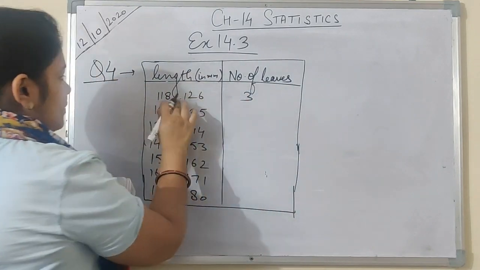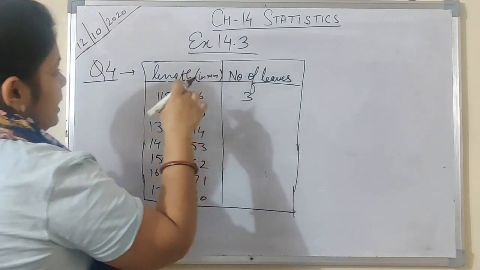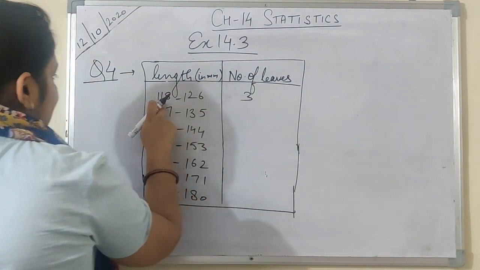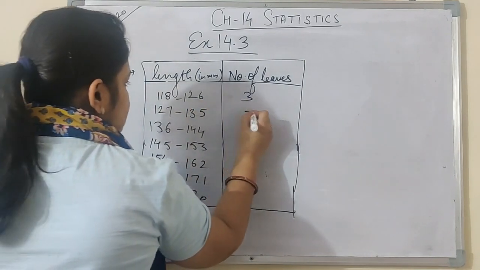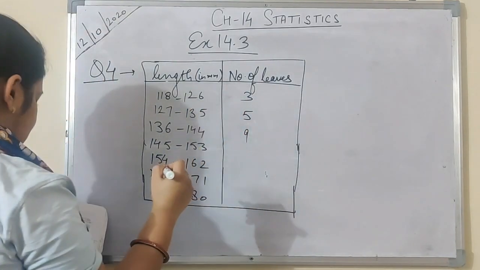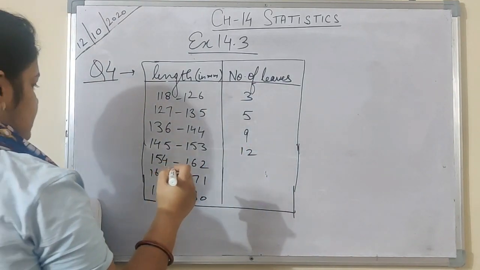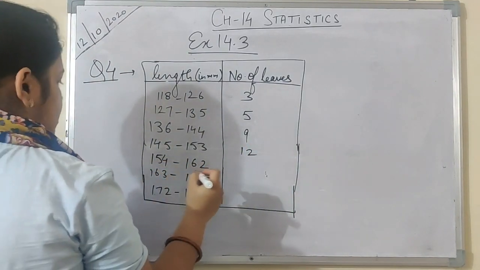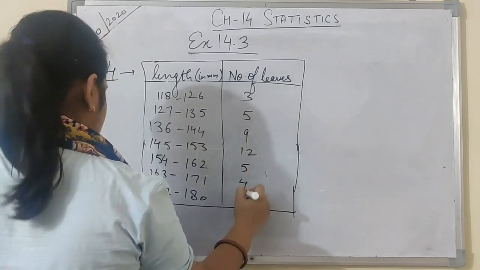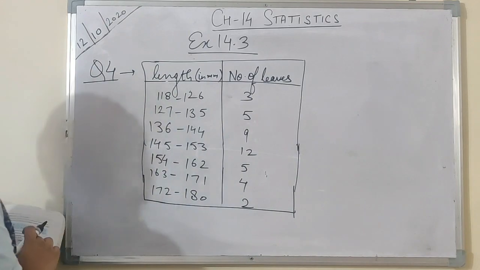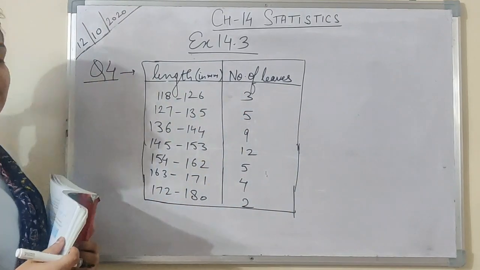It is given that the length of leaves in mm lying between 118 to 126 is 3, the next is 5, the next is 9, the next is 12, the next is again 5, then 4, then 2. This is given: 3, 5, 9, 12, 5, 4, 2. So, this is given like this.